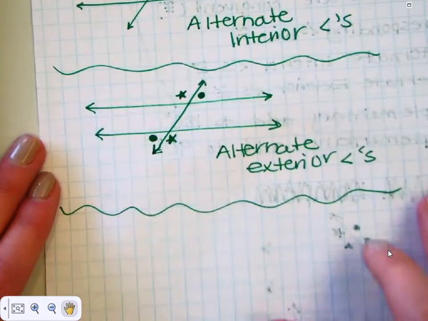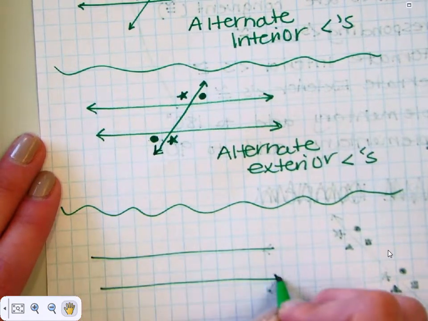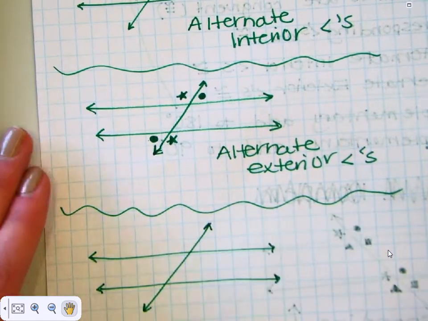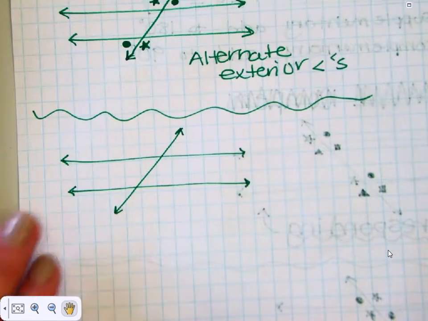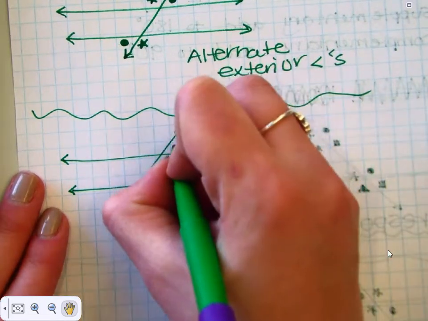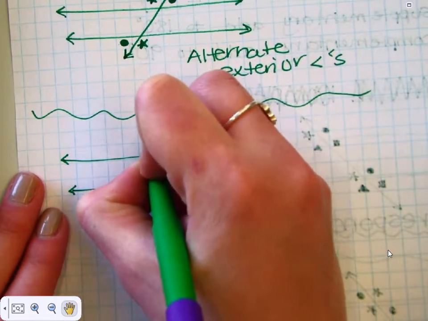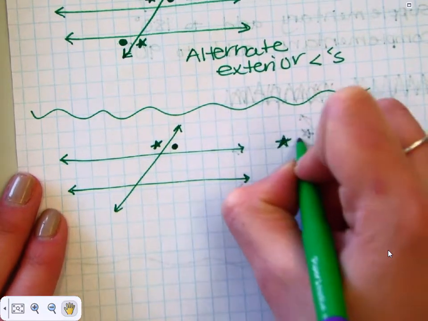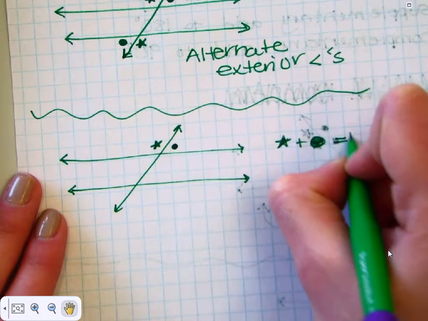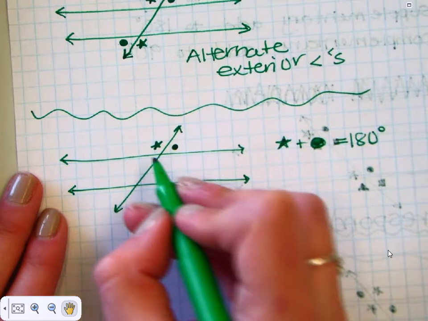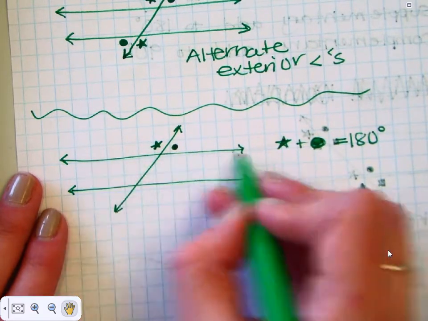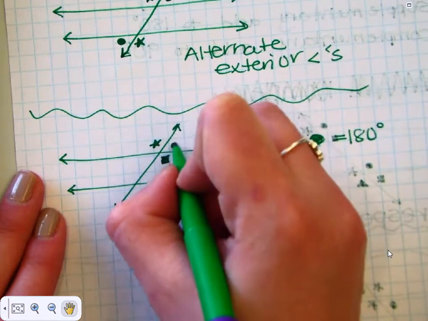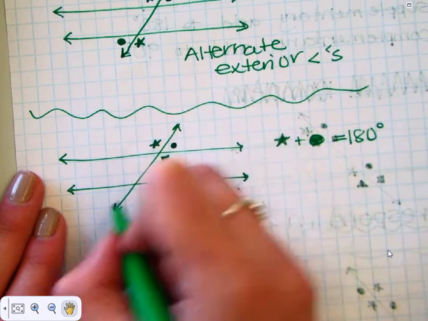And the last one we'll talk about in this example is supplementary angles. So if we go down here, my parallel lines cut by transversals, the star and the circle are supplementary. So I can say the star plus the circle equals 180 degrees because they're a part of a line. This angle plus this angle makes a straight line. Also, if you notice, these two angles are supplementary because the transversal is a straight line.